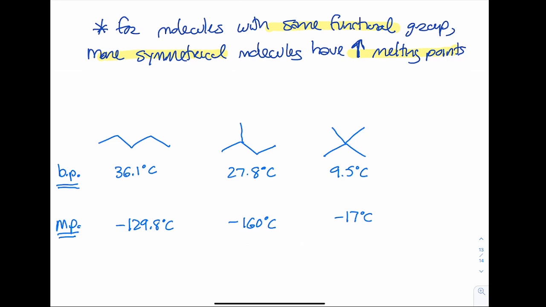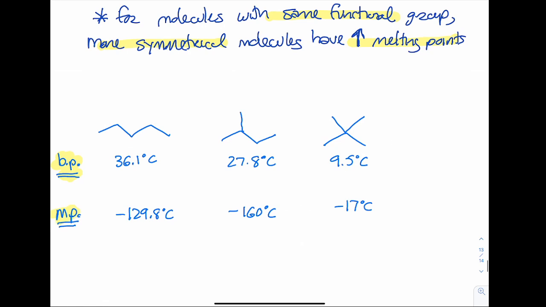So these all have the same functional group. They're all alkanes. Using what we had learned about London dispersion forces, we said the more surface area, the stronger the London dispersion forces. So that trend makes sense when I look at my boiling point. My first one, where it's just all 5 carbons in a straight chain, has more surface area than the one in the middle, which has more surface area than the one on the end. So those numbers make sense.